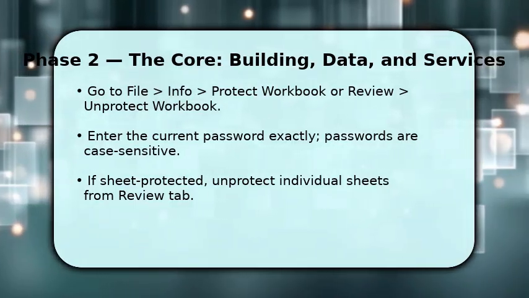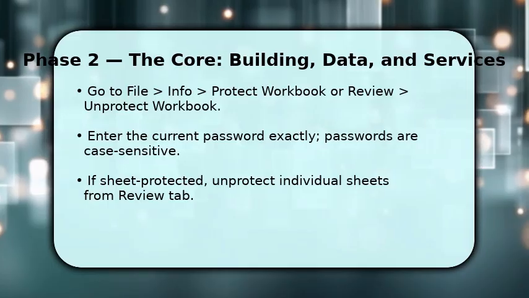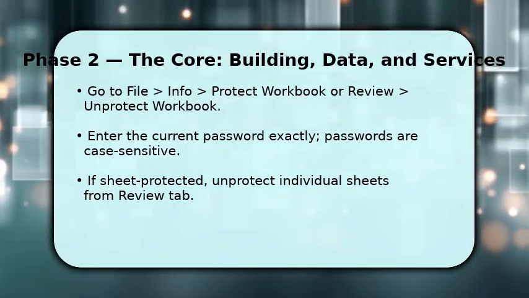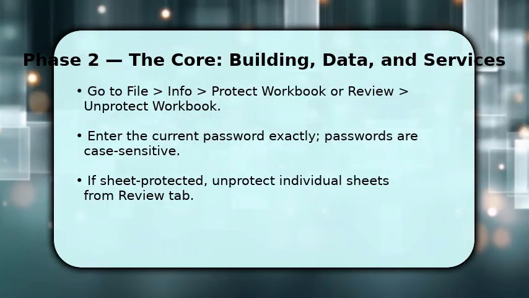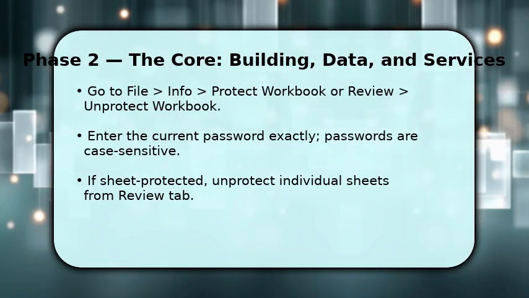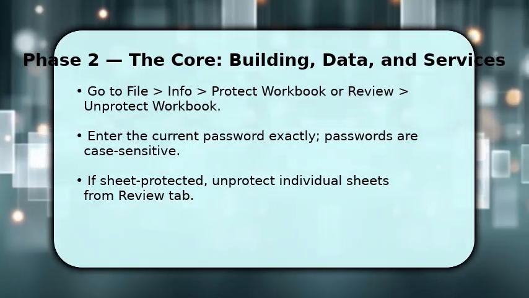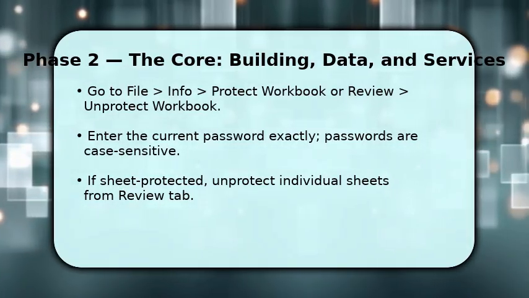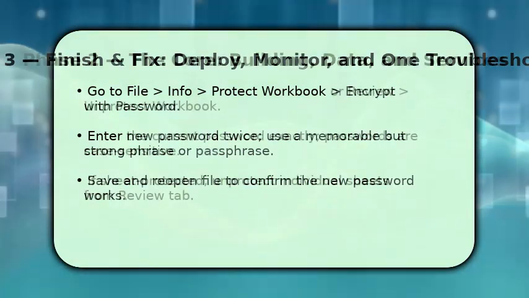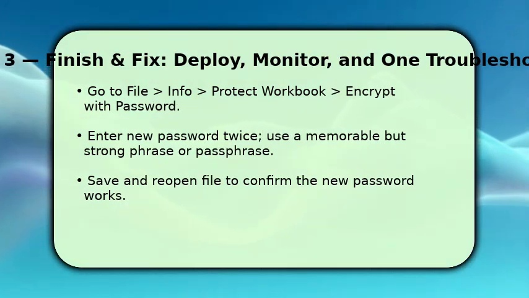If the workbook uses separate sheet protection, you must unprotect each sheet individually. Navigate to each sheet and use Review Unprotect Sheet. Make sure macros or add-ins are disabled if they interfere. After protections are removed successfully, save the file before applying a new password so you have a clear state to resecure from. Now you will reapply protection by choosing Encrypt with Password under Protect Workbook.